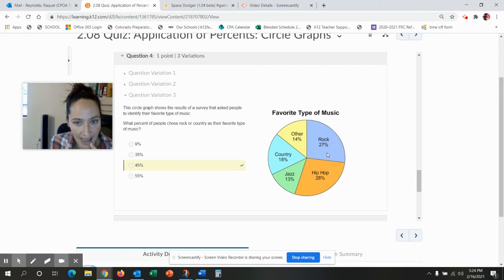So they added 27 plus 18. That's the amount of people. That's the percentage of people who chose country or rock as their favorite type of music. Like 7 plus 8 is 15, carry the 1. 1 plus 1 is 2, plus 2 is 4, 45%.